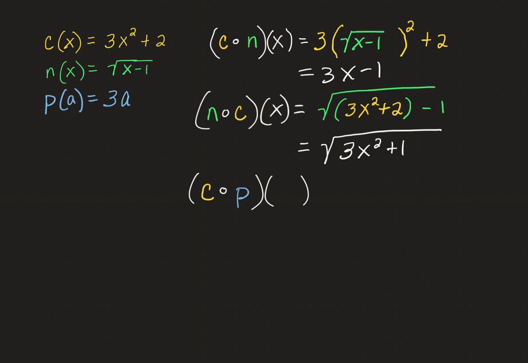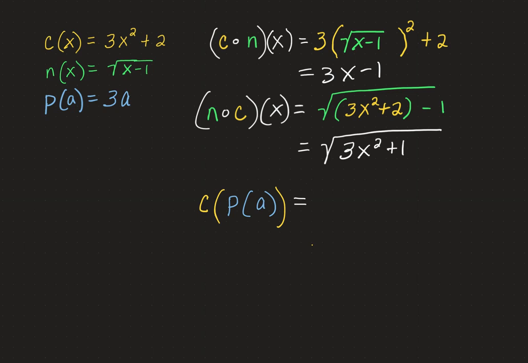So let's take a look now at the function c of p of, wait a minute, p is a function of a, and c is a function of x. What variable should I put here? This very case is a good example of why sometimes it's better to use all those parentheses. So I can write c of p of a. So a is the innermost variable.